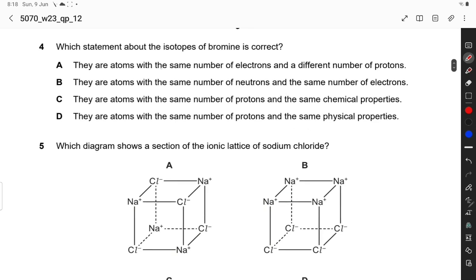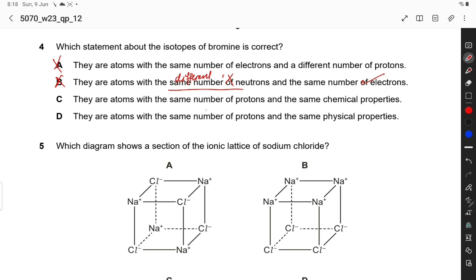Question number 4, which statement about the isotopes of bromine is correct? They are atoms with the same number of electrons and different number of protons. It is incorrect because isotopes have the same number of electrons and protons but different number of neutrons. They are atoms with the same number of neutrons, different number of neutrons, so it is incorrect, and the same number of electrons. This is incorrect, different number of neutrons.